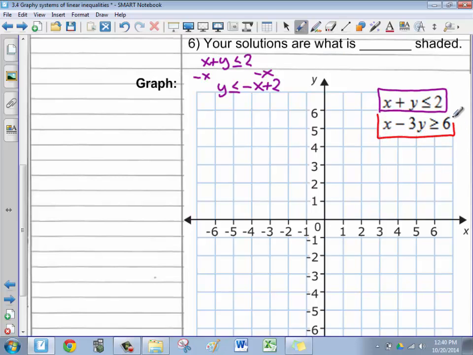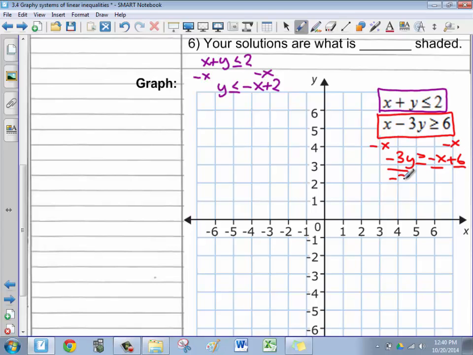So that's that one. Let's move on and do this one. Get this one in y equals mx plus b form. I'll do this one over here, and then I can rewrite it over here. So I'm going to subtract x from both sides. So I got negative 3y is greater than or equal to negative x plus 6. And at this point, I'm going to divide everything by negative 3.